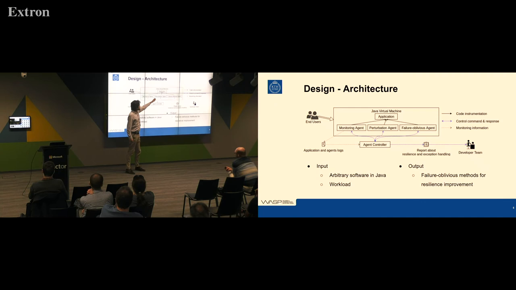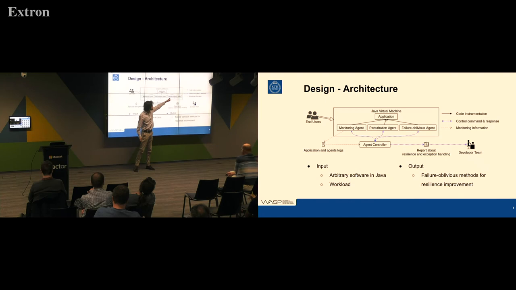The perturbation agent injects exceptions at many different places. I will come back to this later. And the failure-obliviousness agent catches exceptions elsewhere, because you don't want to just inject and catch it. Ideally, you want to inject and catch it further up in the stack to see what happens. And of course, you have a controller, which decides who attacks, who defends, and so on. The controller tells the application what to monitor, when to inject exceptions, and what to catch in a principled way.